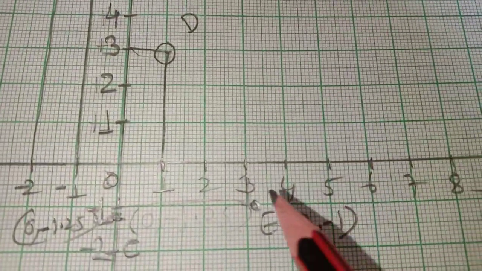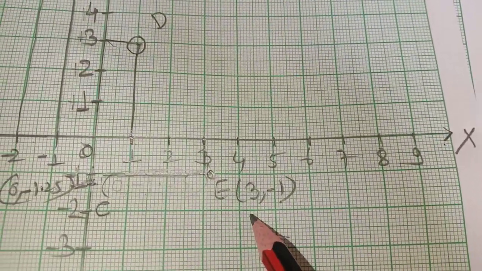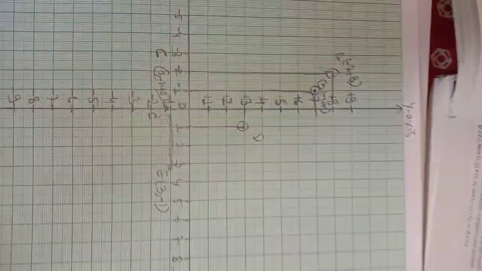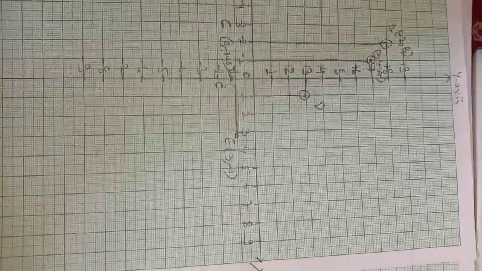And then the last one is E. E is given as 3, -1, so you can write 3, -1. Make yourself clear. This is the location of points on the graph, and our chapter's completion is going to be done here.